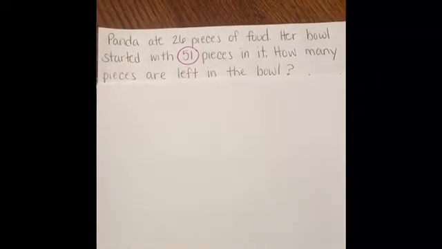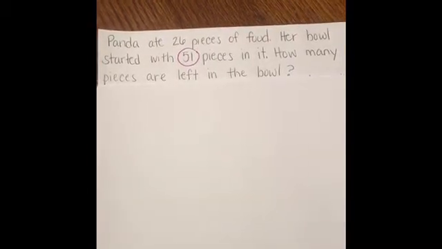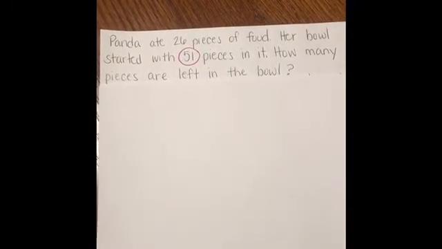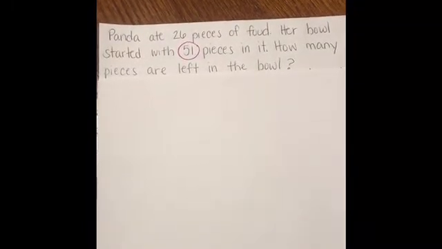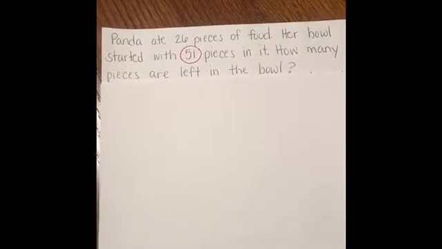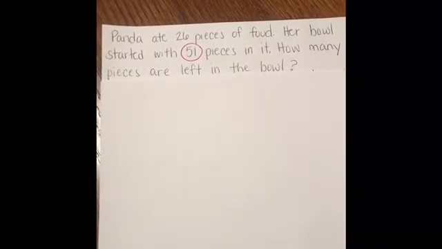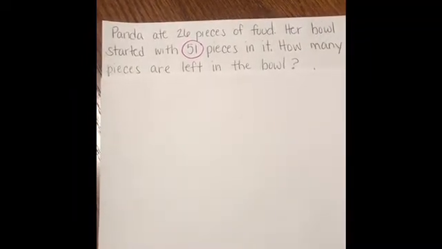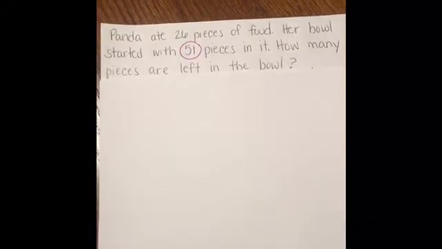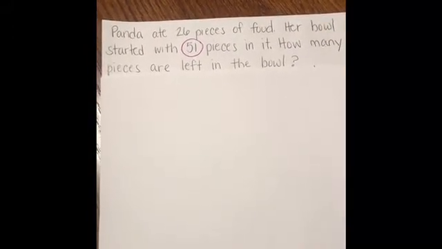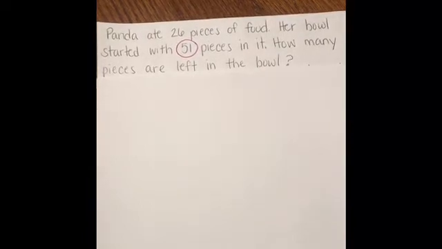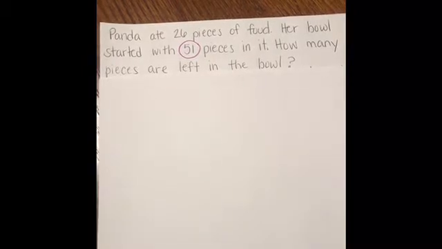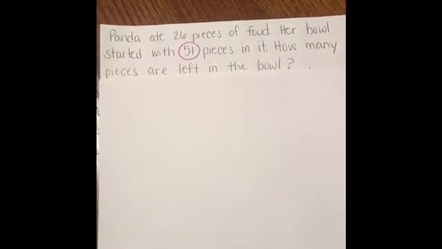Panda ate 26 pieces of food. So you guys know that Panda is my cat. So we need to picture Panda and she's eating food, okay? The next sentence says her bowl started with 51 pieces in it. So now I'm picturing Panda and also her food bowl. How many pieces are left in the bowl? So if Panda's bowl started with 51 pieces and then she ate 26 pieces, are we adding or subtracting?